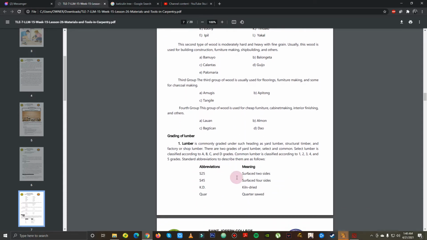Okay, so next, grading of lumber. Lumber is commonly graded under such headings as yard lumber, structural timber, and factory or shop lumber. There are two grades of yard lumber: select and common. Select lumber is classified according to A, B, C, and D grades. Common lumber is classified according to 1, 2, 3, 4, and 5 grades. Standard abbreviations to describe them are as follows.